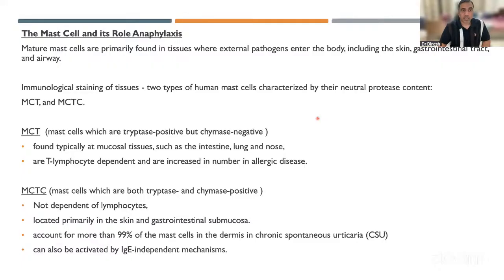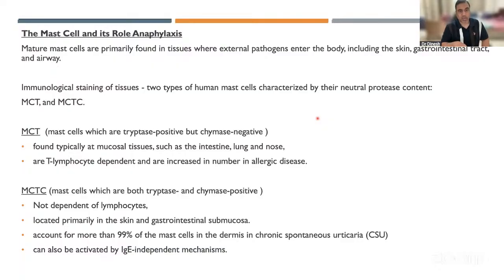Mature mast cells are primarily found in tissues where external pathogens enter the body, including the skin, GI tract and airway. If we do microscopic staining of these mast cells, we'll find there are two types, based on their protease content. MCT, or the mast cells with tryptase positive but chymase negative, so the mast cells with tryptase, we can say. And the other one is MCTC, which will be mast cells with tryptase and chymase.